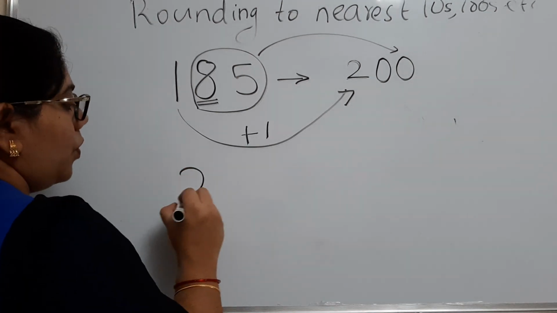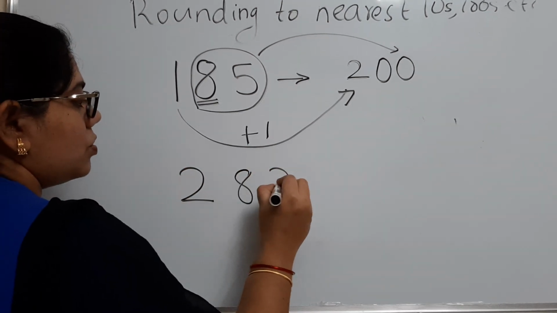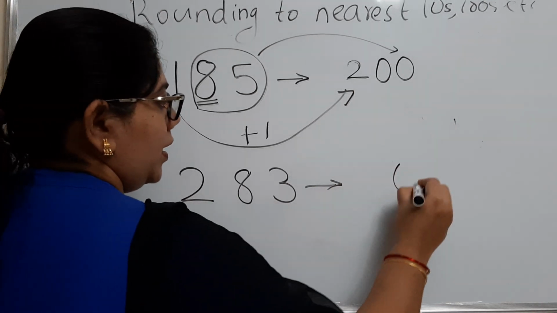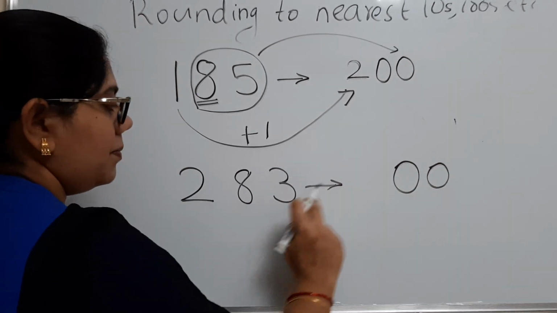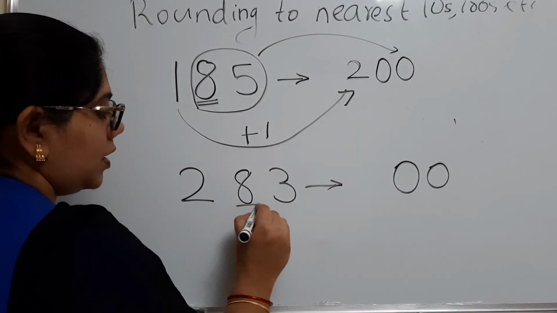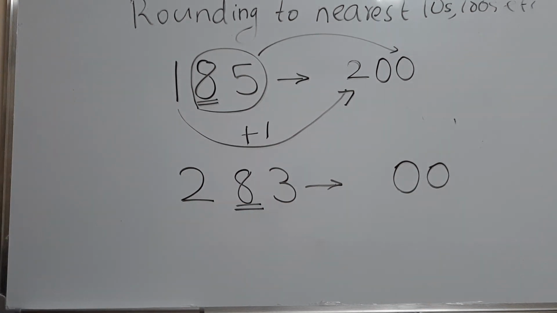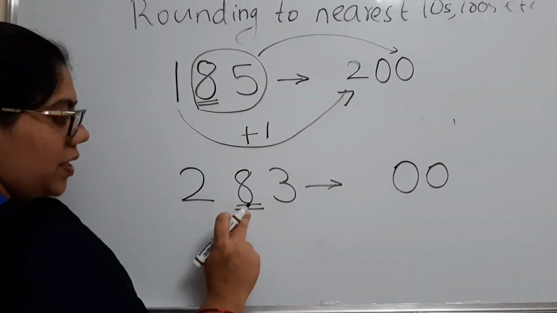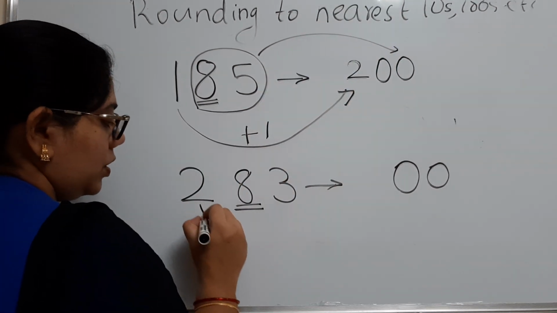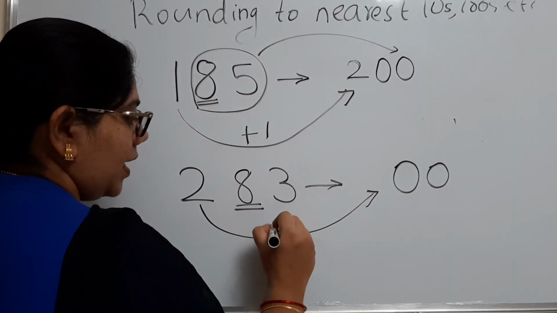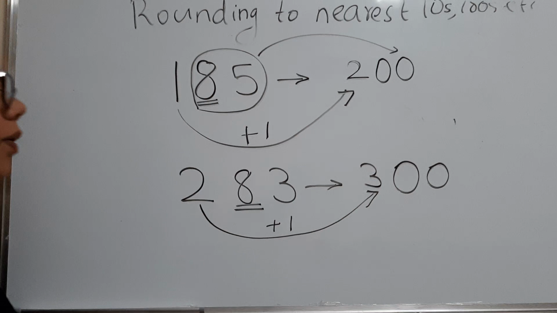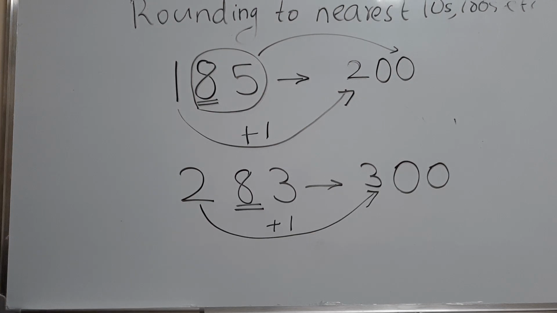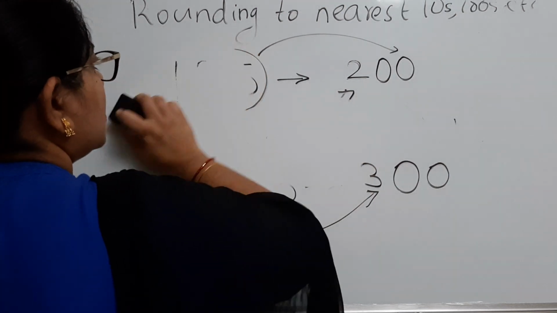Now 283. So first what you want to put? Here these two numbers will become 0 first. Now check the tens place. The tens place is 5, 6, 7, 8, 9? The tens place here is 8. So this 2 plus 1 is 3. So rounding to the nearest 100, 283 now becomes 300. Now can we check another question?